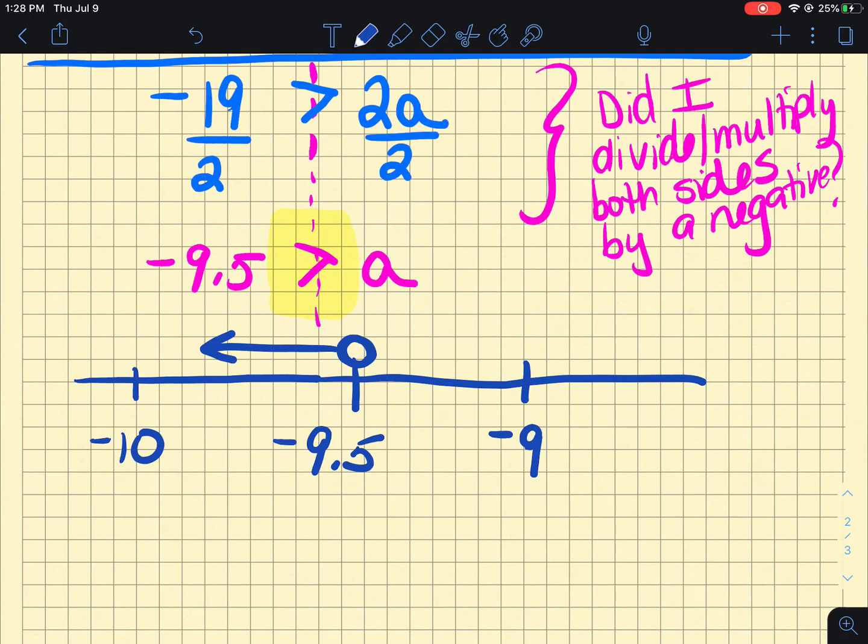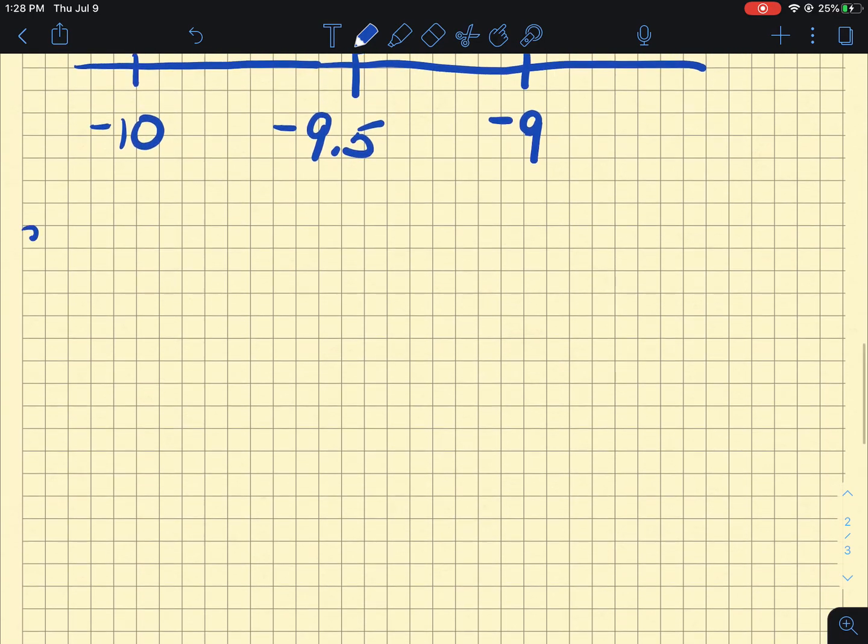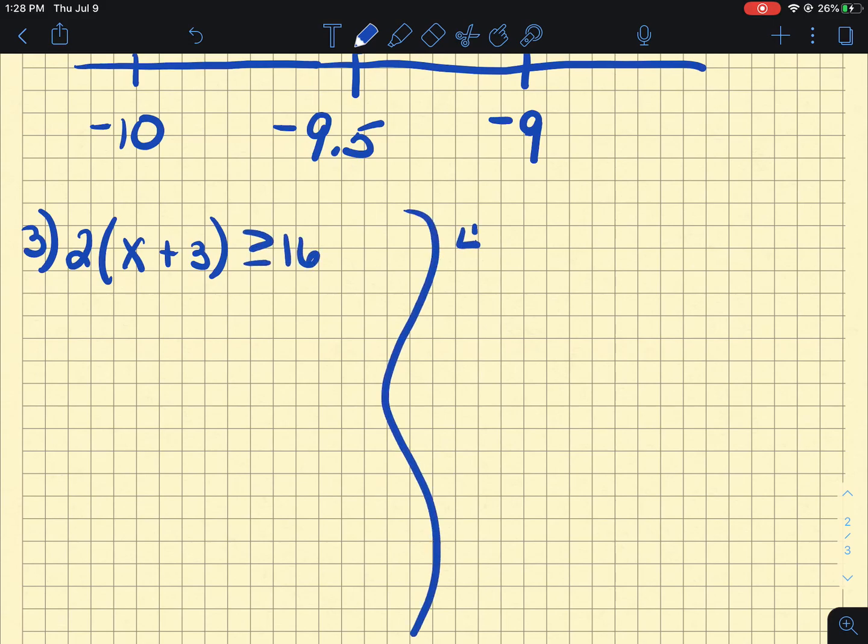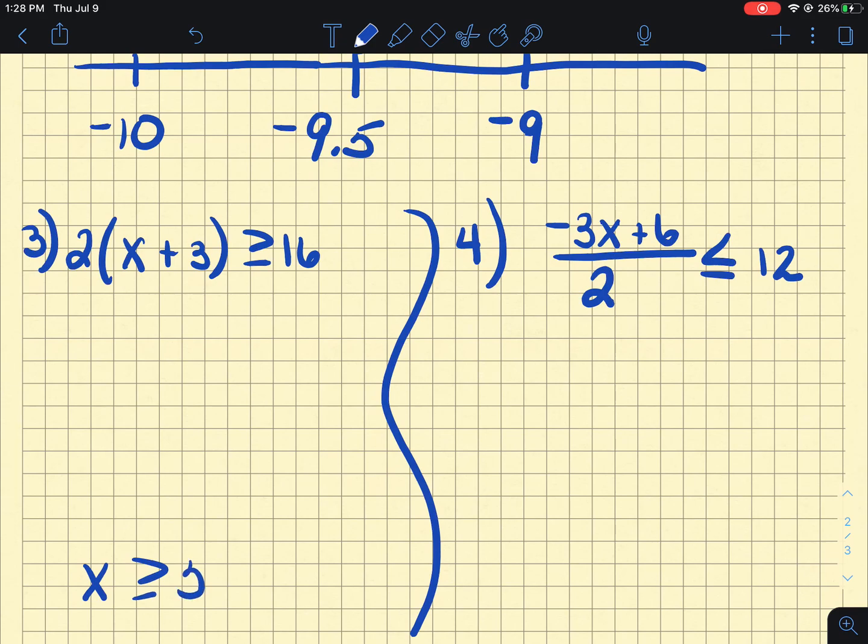I think that's enough. Here's the 2 you could practice on your own. Number 3 is going to be 2 parenthesis x plus 3 is greater than 16. And number 4 is negative 3x plus 6, the whole thing over 2, that's a hint, is less than or equal to 12. Now I'm going to give you the answers. The number 3 is going to be x is greater than or equal to 5. And number 4 is going to be x is greater than or equal to negative 6.